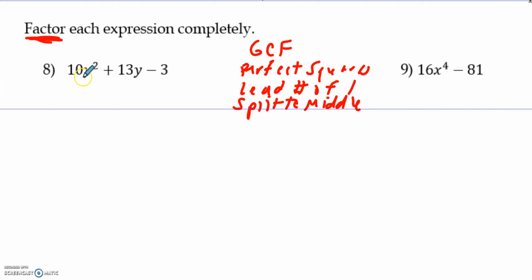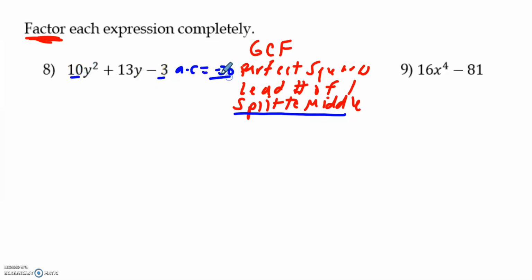If I look at number 8, it looks like I do not have a greatest common factor I can take out of any 3 of them, so that's a no. The first and last terms are not perfect squares. I do not have a lead number of 1, which means I have to split the middle term on number 8. In order to split the middle term, the first thing I do is multiply the a times c, and I get negative 30. And then I find all the pairs that multiply to be 30: 1 times 30, 2 times 15, 3 times 10, and 5 times 6.